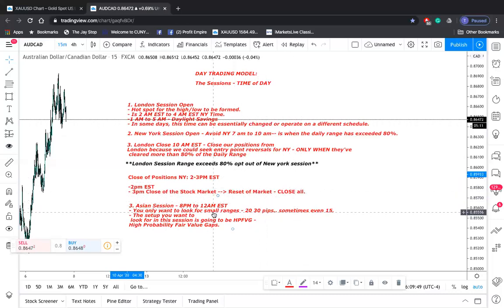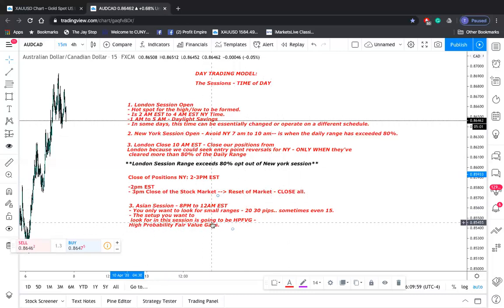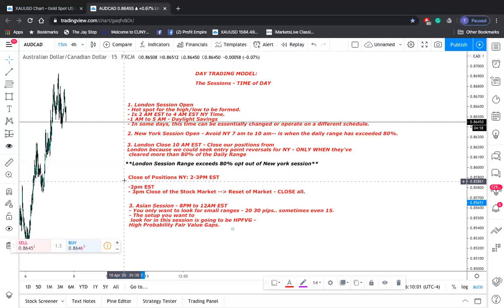Now the Asian session is from 8 p.m. to 12 a.m. and you only want to look for small ranges, 20 to 30 pips, sometimes even 15. The setups you want to look for in this session is going to be high probability for value gaps, where the market makes an imbalance and you trade based on that imbalance. And these are most seen in Aussie, New Zealand, and Kiwi pairs, and also Japanese yen.